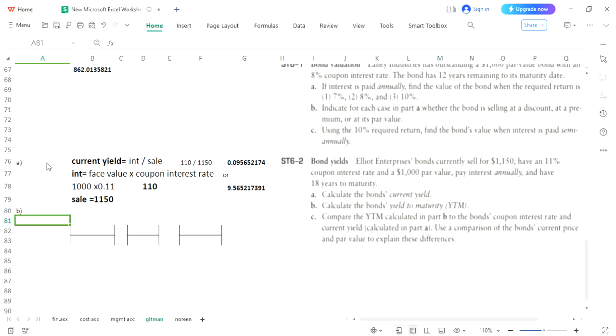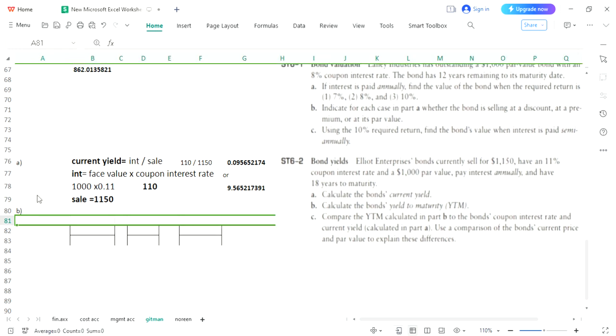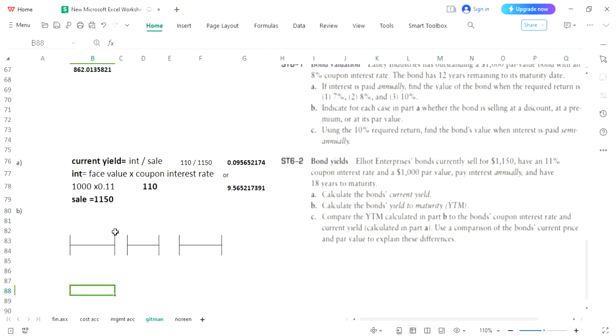For B part, let's make a little more space. I think it would be enough, but let's have another one. So B part is saying that you need to calculate yield to maturity. Please see the spelling of YTM. Actually, accountants are not directly associated with spelling.